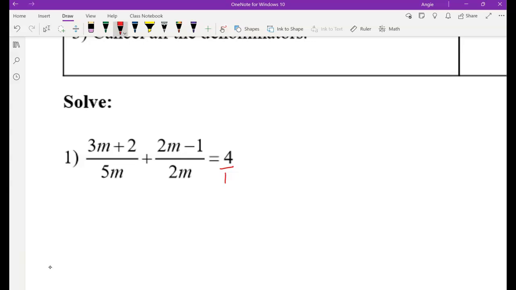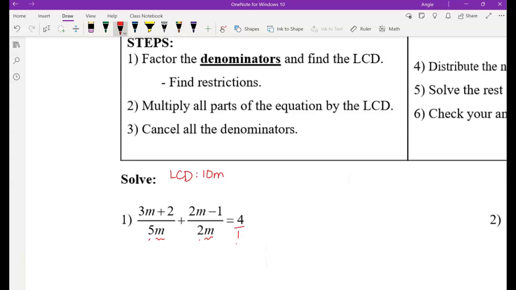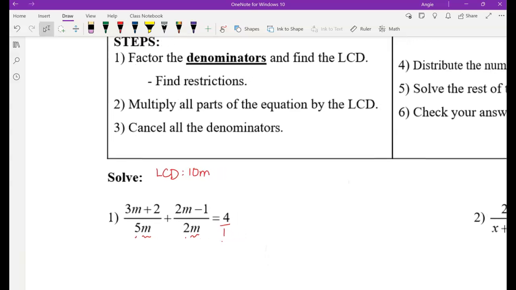So what we want to do is find the lowest common denominator. Between a 5, a 2, and a 1, we will take a 10. We have one m here and an m here, so we are just going to take an m. Now it says find the LCD, so we found it. Now let's state the restriction. You take your LCD and set it equal to 0, so your restriction is that m can never be 0.